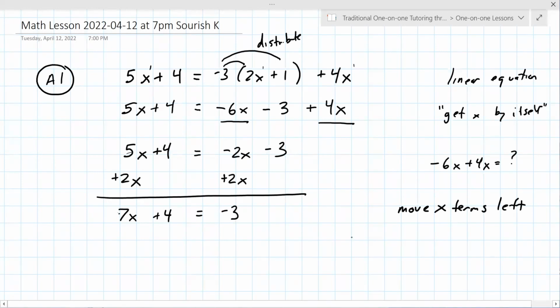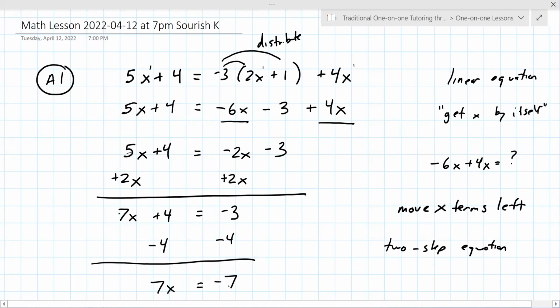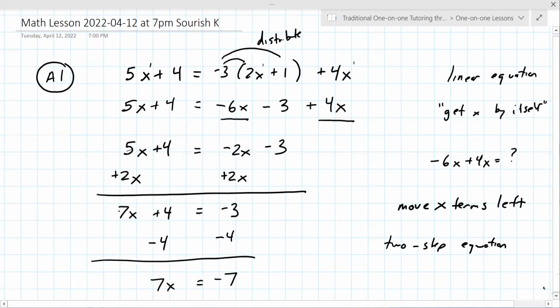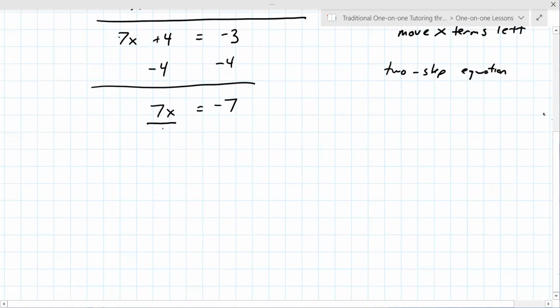Okay, and this right here is a 2-step equation. That means there's 2 math steps we're going to use to solve it. We have to first undo addition by 4. How do you undo addition? Subtraction. I'm going to subtract 4 from both sides. Okay, we're almost there. You divide both sides by 7 because the 7 is multiplying x. So x equals -1.